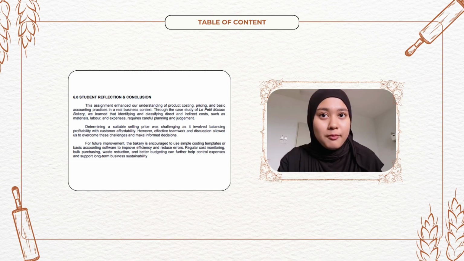For future improvement, the bakery is encouraged to use simple costing templates or basic accounting software to improve efficiency and reduce errors. Regular cost monitoring, bulk purchasing, waste reduction, and better budgeting can further help control expenses and support long-term business sustainability.